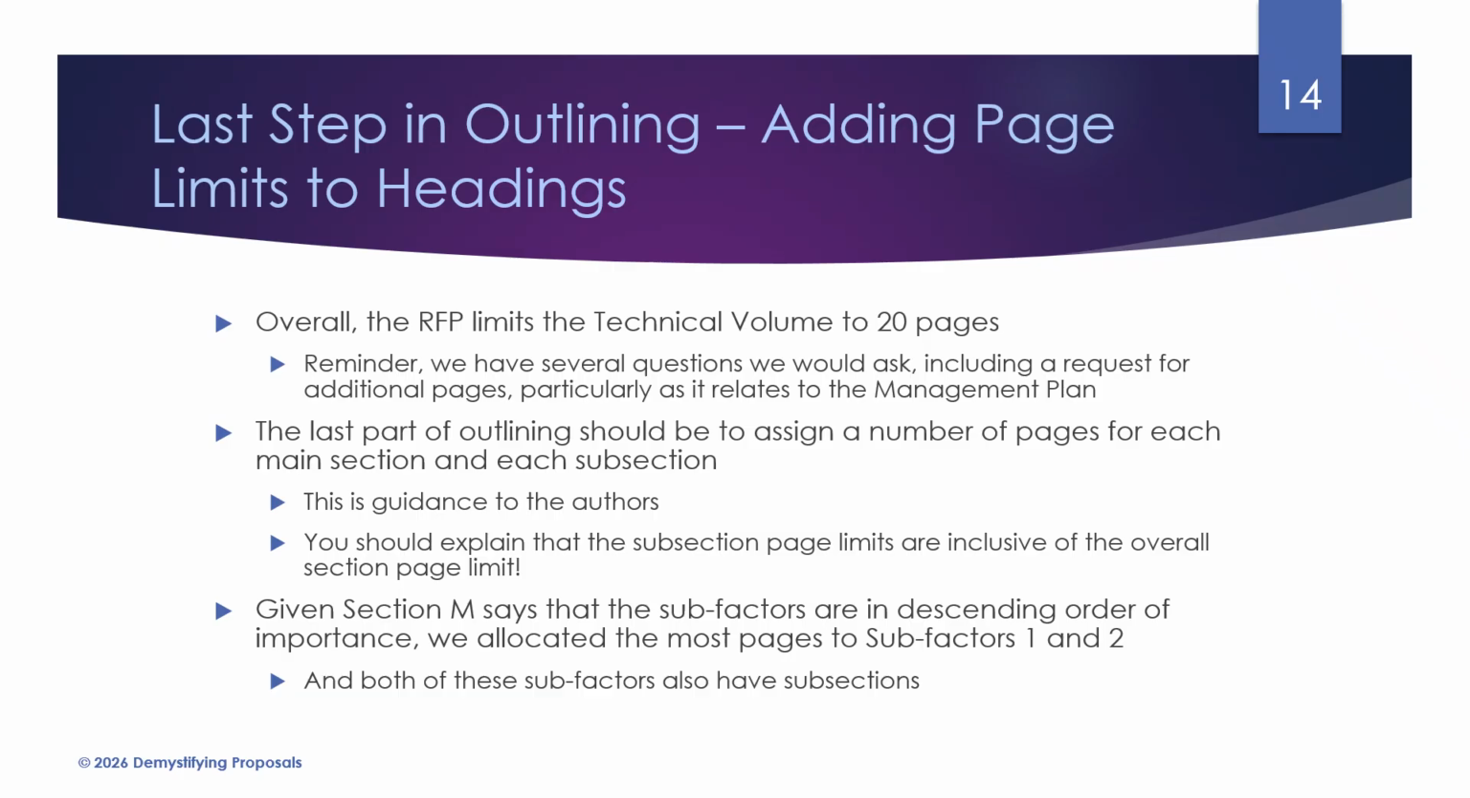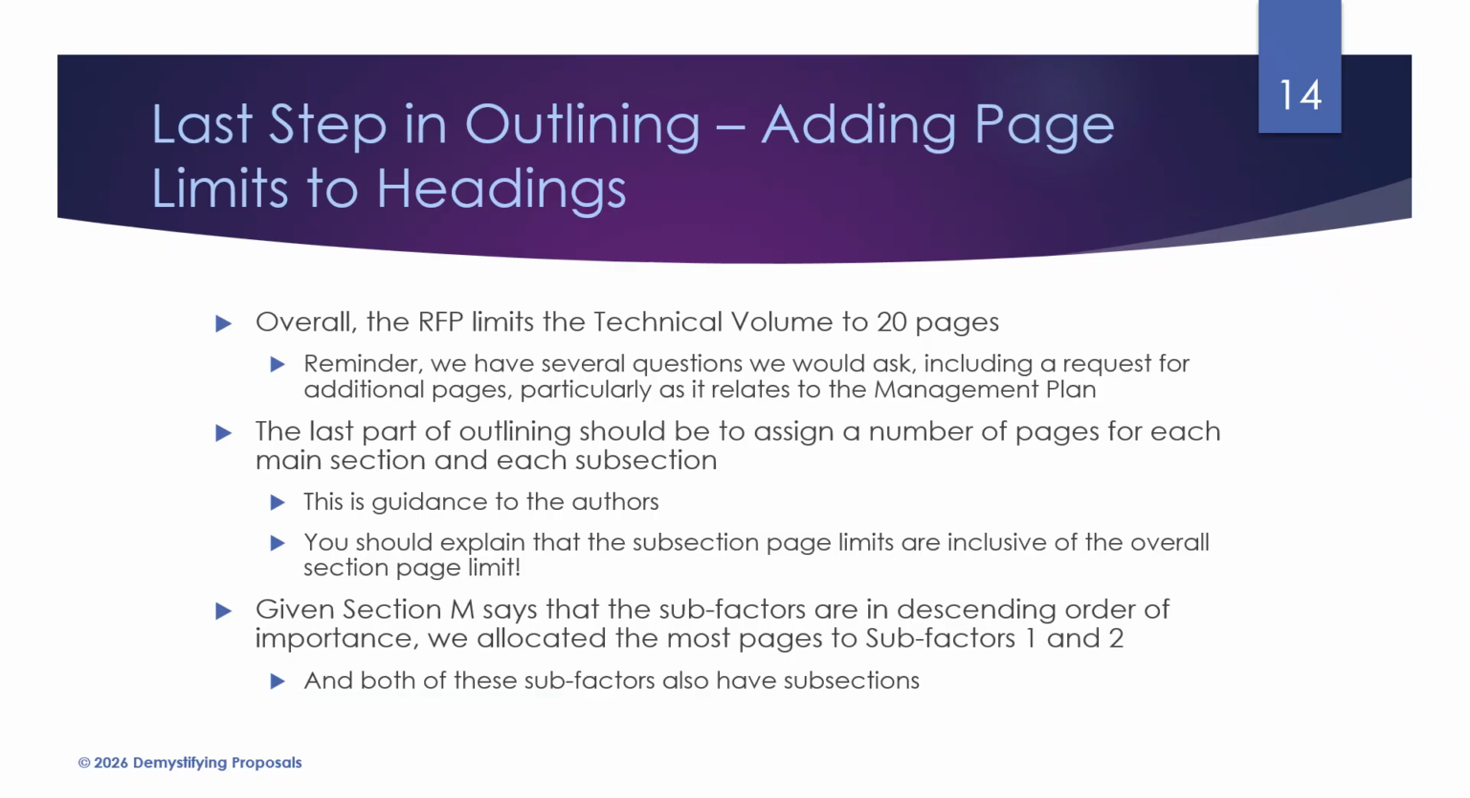So the last step in outlining is actually one of the toughest things to do, and that's adding the page limits to the headings. So overall, this RFP limits the technical volume to 20 pages. All 5 of those subfactors are limited to 20 pages. And also a reminder that we have several questions to ask that would hopefully make a lot of those requirements go into appendices. And so then we would be able to just put in a simple reference to that appendix with maybe a sentence or two to describe what's going to be in the appendix. But you do want to, for the authors, provide that guidance about how many pages you think each of the sections and subsections should include.